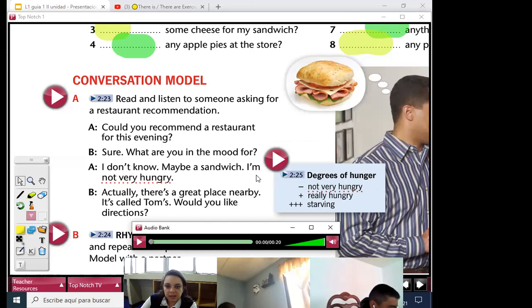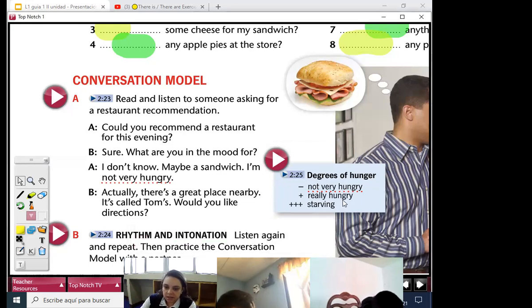Okay. He's asking about a restaurant, right? It says degrees of hungry: not very hungry, that I am not hungry, not very hungry. I am hungry, but not a lot. Really hungry, you want to eat a lot.